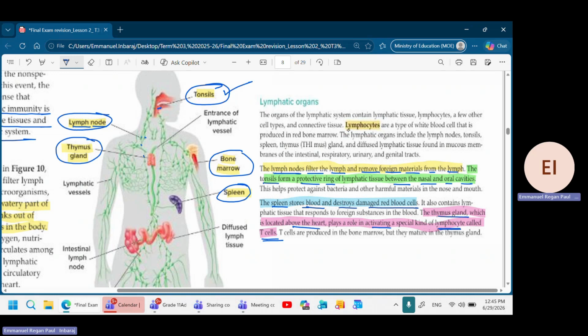Okay, you should know that lymphocytes are a type of white blood cell that is produced by the red bone marrow. You see, red bone marrow produces cells called lymphocytes. Very important question. Very important. This is also important. All these are important. You are going to get two questions from this.